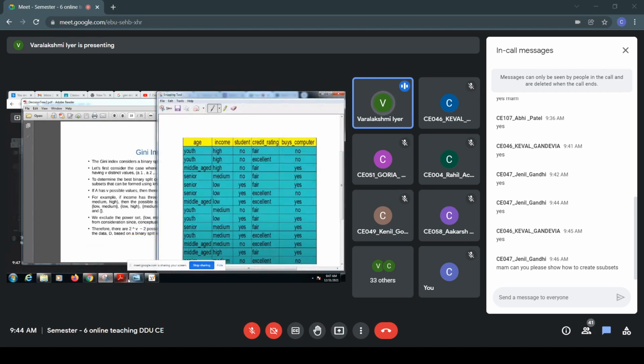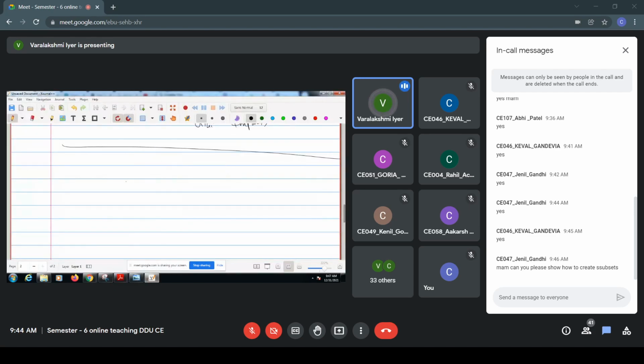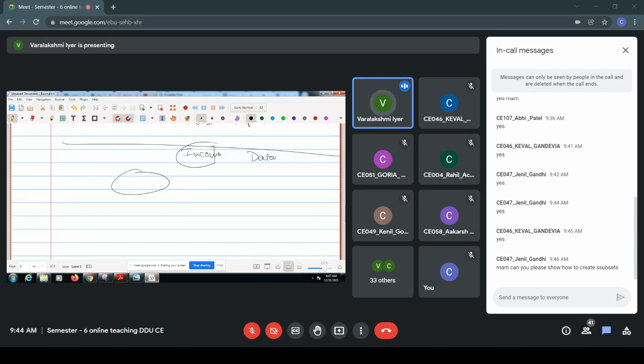For example, income is the attribute I am splitting the data set D on, and one split that I'm taking, one branch value, is low, medium, and the other branch that I'm taking is high. So what you'll do is calculate positive samples and negative samples for low, medium, and in high also you will calculate positive and negative samples, as we did in entropy.